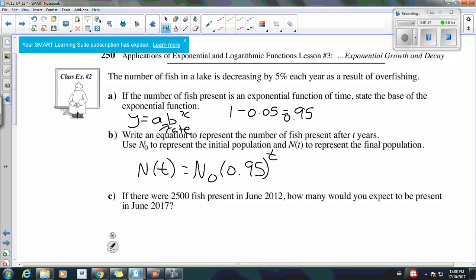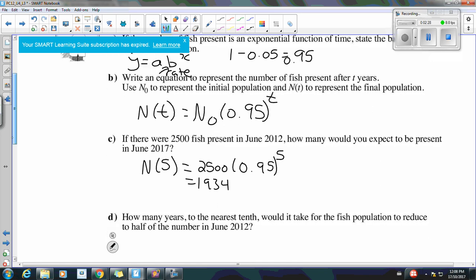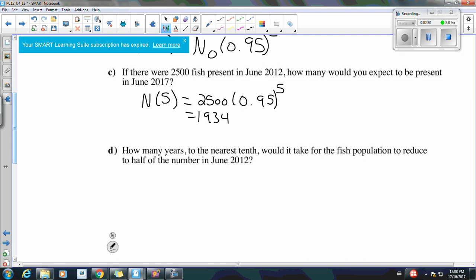If there were 2,500 fish present in June 2002, how many would you expect to be present in June 2017? So that is 5 years down the road. So this is n at 5. It says our initial population is 2,500, times 0.95 to the power of 5, that's 5 years later. Plugging this into our calculator, we get 1,934 fish.